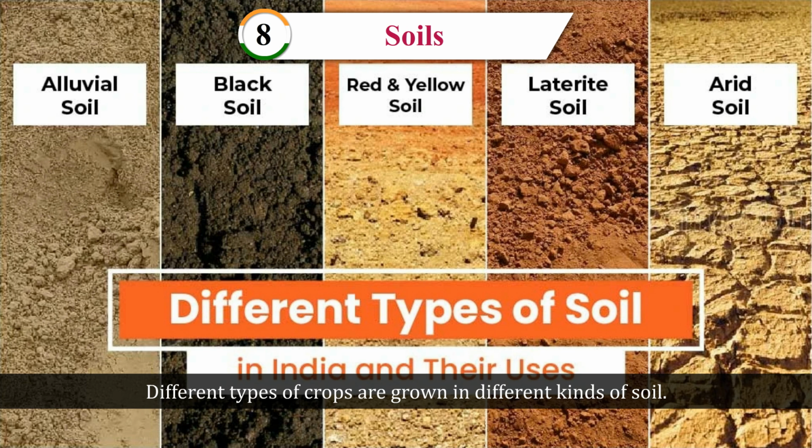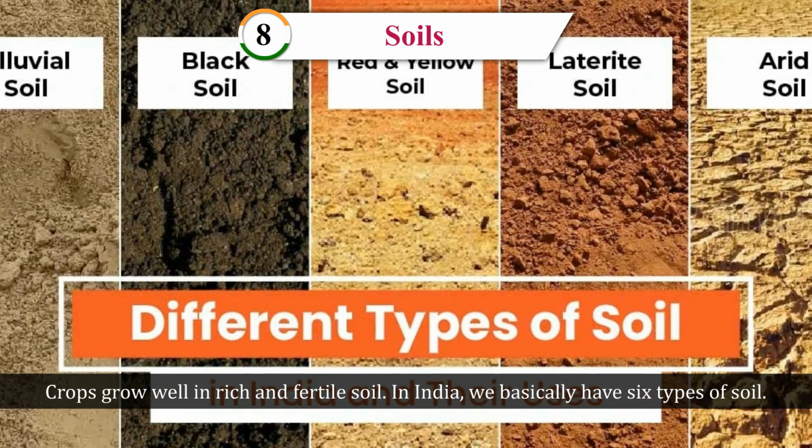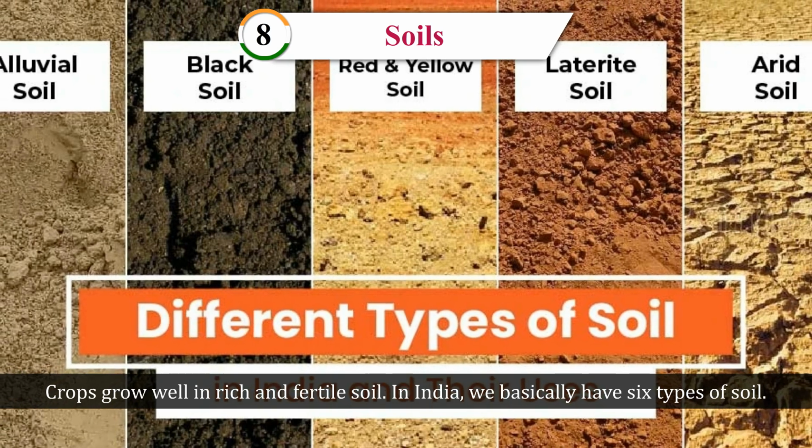Soils of India. Different types of crops are grown in different kinds of soils. Crops grow well in rich and fertile soil. In India, we basically have 6 types of soil.